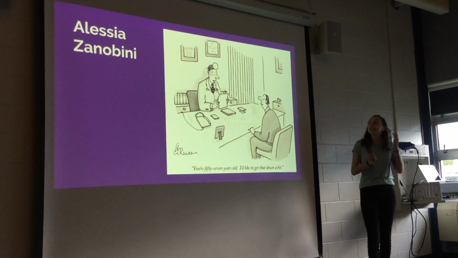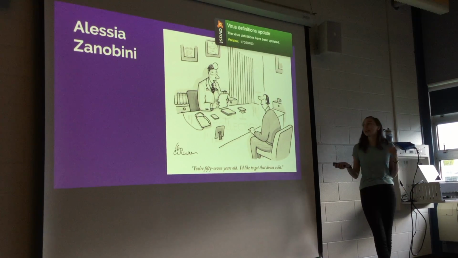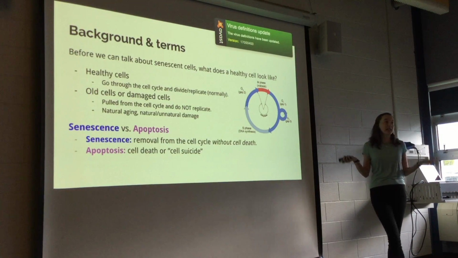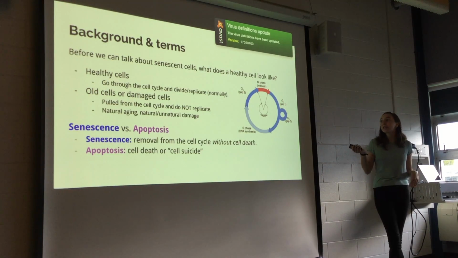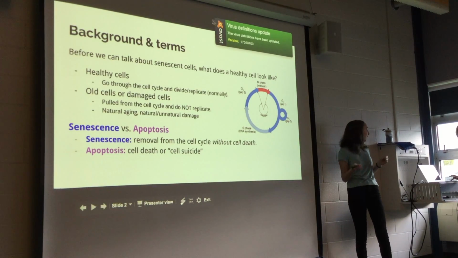Okay, hi guys. So today, as Kelly said, I'll be presenting on aging cells, but before I can do that or get into the paper, we have to define some background information first, specifically what a cell looks like normally. So normally the cell is going through a cell cycle, which just means that it's dividing and it's replicating.